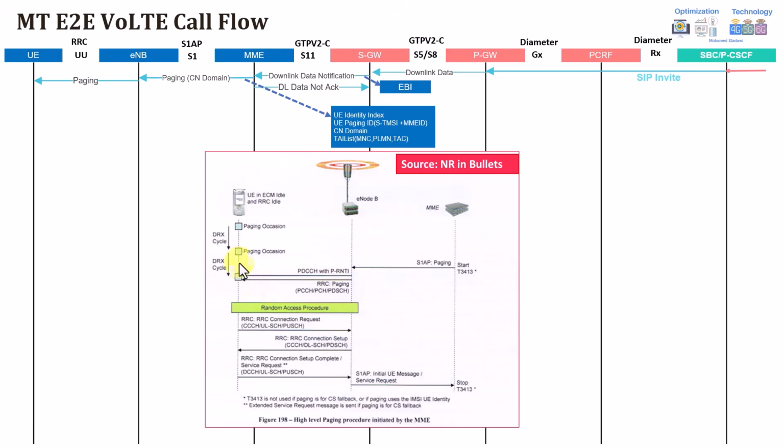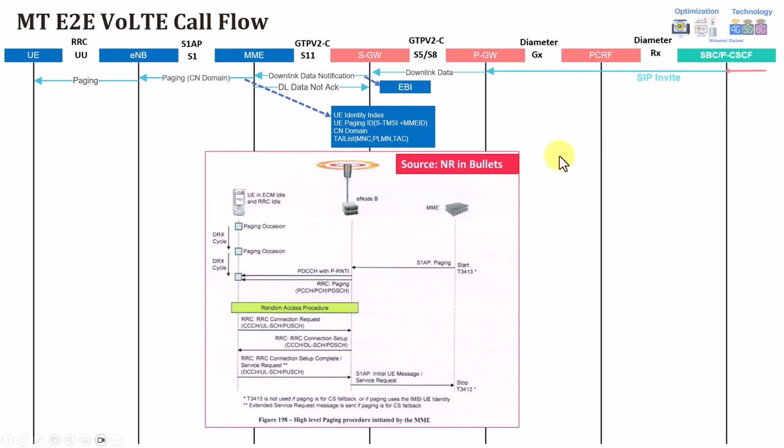But here, just to explain, once the user receives the paging, he will start the random access process. Then he will start sending the RRC connection request and initiate something called a service request, as mentioned here, through the initial message. He is saying that this is mobile terminating, I would like to initiate now, I would like to start getting my context or the bearer established. So it will send this particular message.